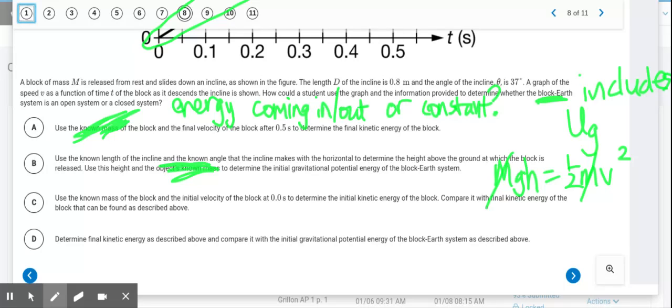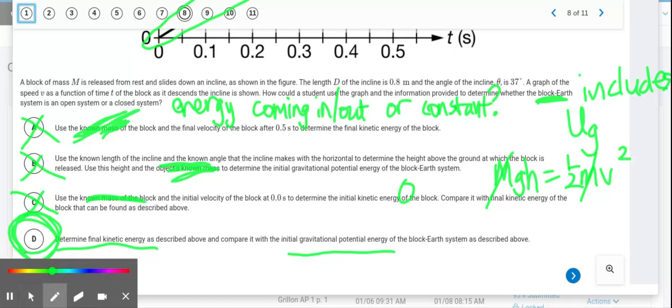Use the known mass of the block and the initial velocity of the block to determine the initial kinetic energy, which is 0. Compare it with the final kinetic. No, we're not doing that. So hopefully it's D. Let's check it out. Determine the final kinetic energy as described above and compare it with the initial gravitational potential energy. Yeah, it's D. Next.